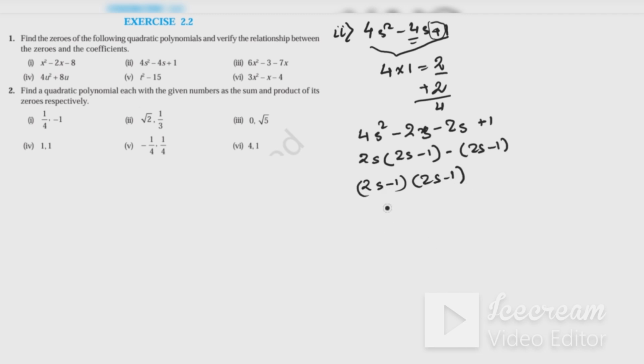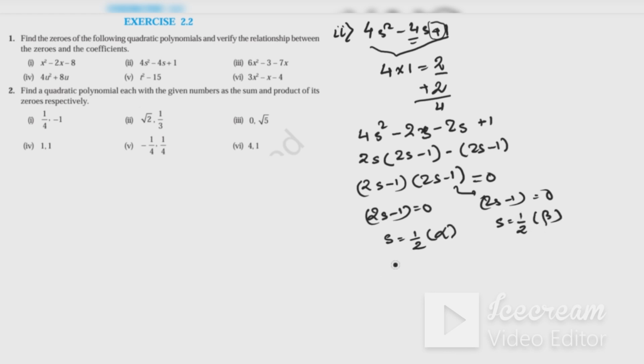Now what may be the values of s? If I equate this to 0, I can have 2s minus 1 to be 0. The next one is also 2s minus 1. So the value of s here is 1 by 2. The value of s here is also 1 by 2. So this is alpha and this is beta. Right? So what is alpha plus beta? I will have half plus half, which is equal to 1. And what is alpha beta? I will have half into half, which is equal to 1 by 4.